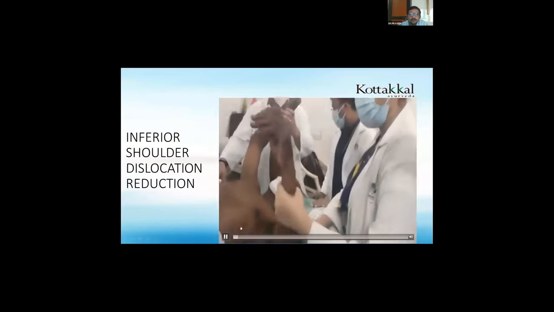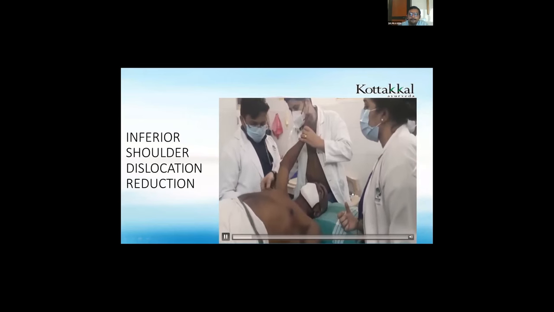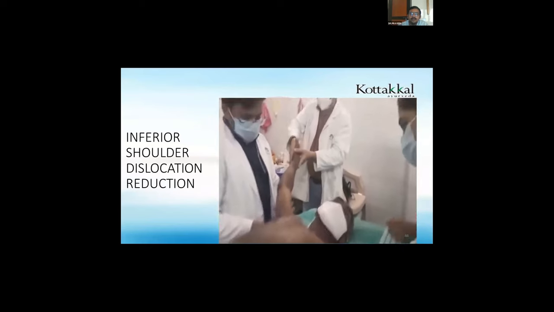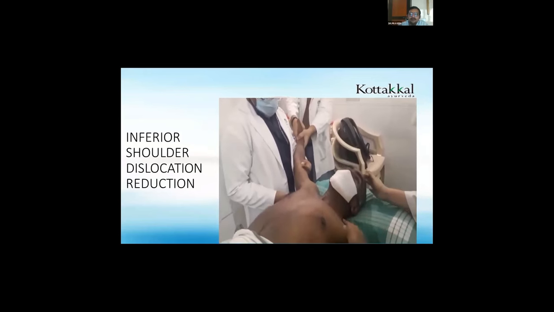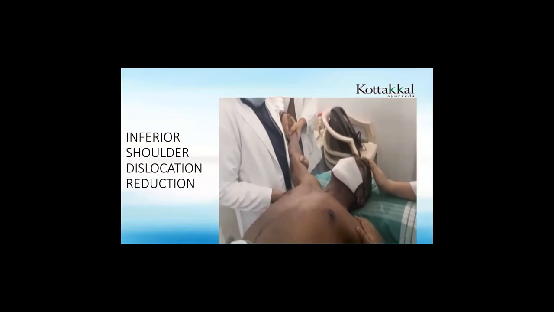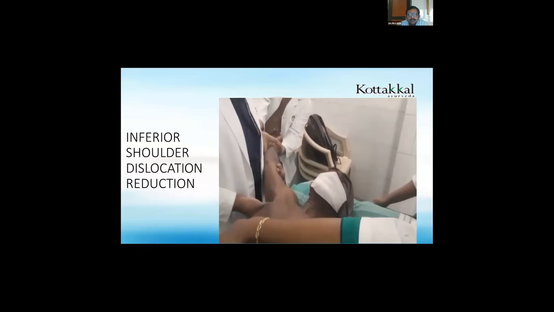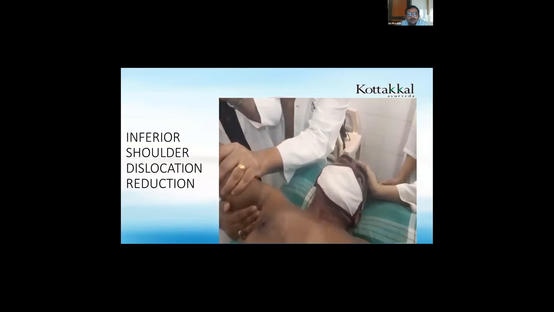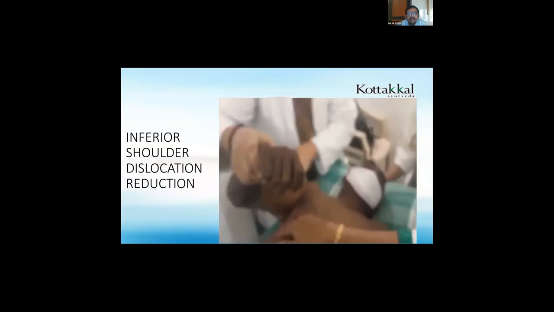So here you can see the right shoulder. Traction is starting to be given. After relaxation, continuous traction is given with external rotation of the hand. When the traction is sufficient and external rotation is done, it will be adducted. You can see the external rotation and adduction is done now. Once the adduction is completed, the hand has to be internally rotated.